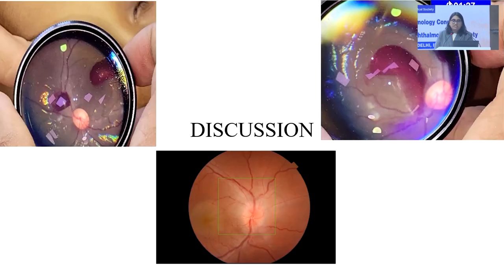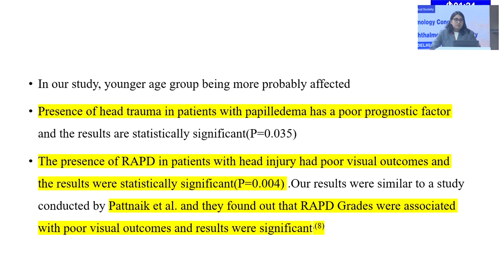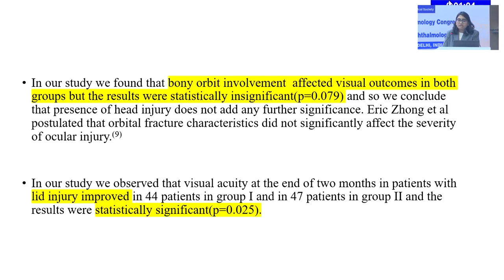So, coming to the final discussion and summarizing everything: presence of head trauma in patients with papilledema was a poor prognostic factor and it was statistically significant. Presence of RAPD in patients with head injury also had poor visual outcomes, which correlates with previous literature showing that RAPD grades were associated with poor visual outcomes. We also found that bony orbit involvement affected visual outcomes in both groups, but results were statistically insignificant. Lid injury was also noted and the results were statistically significant.